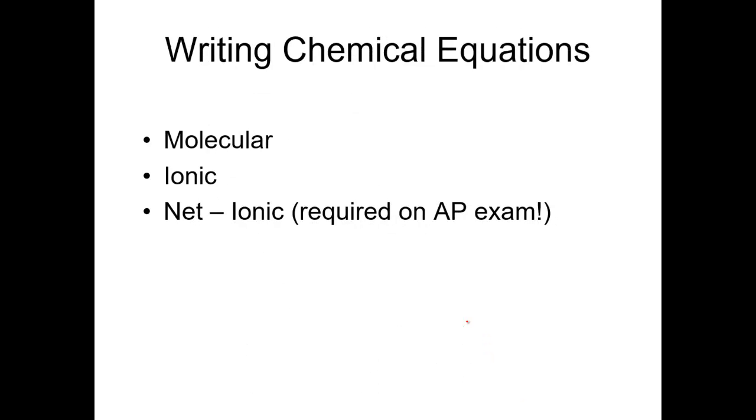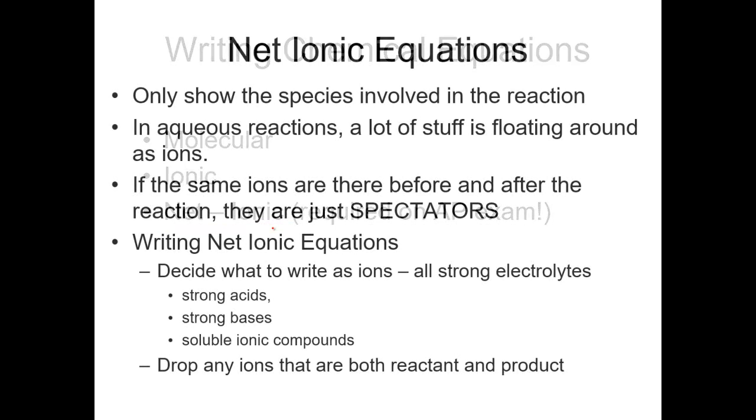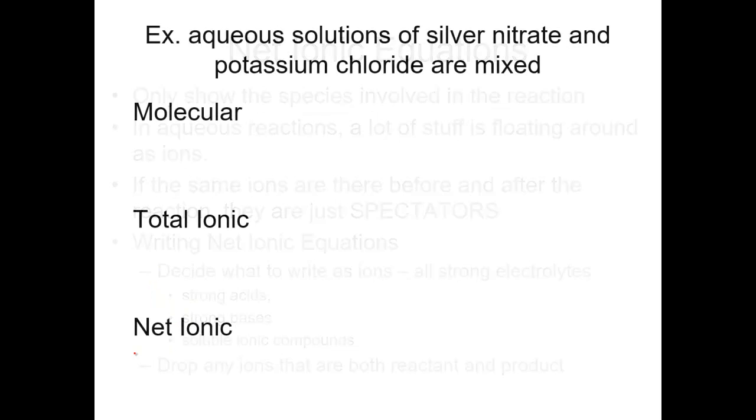So in writing chemical equations on the AP exam, they will always ask you for the net ionic equation. So you can write molecular, ionic, and net ionic. To write a net ionic, I only show the species that are involved. I eliminate all the spectators. And in order to decide what gets ionized, I want to separate strong acids, strong bases, and soluble ionic compounds. Okay, so let's take a look at how that actually works.